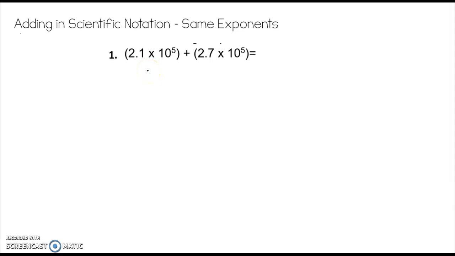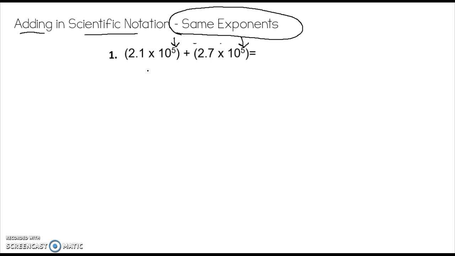Hello! So today we're going to be looking at adding in scientific notation. When we're adding in scientific notation, there's two different things that can happen. The first is you'll have same exponents. And what that means is when I'm adding in scientific notation, you'll see that both powers here are 5, meaning it's times 10 to the 5th power.